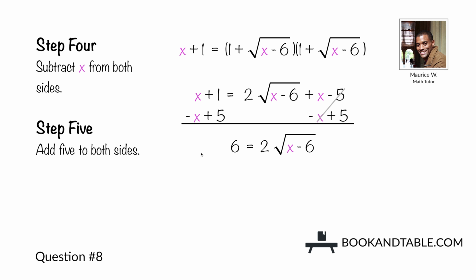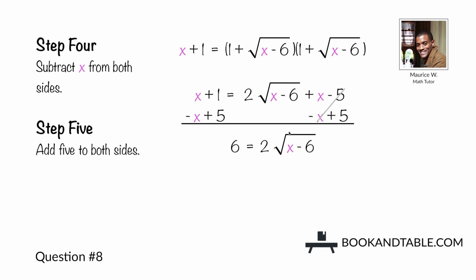X minus x is 0. And step 5, add 5 to both sides. I combine the 1 and negative 6 to get negative 5. Add 5 to cancel it here. 1 plus 5 is equal to 6.